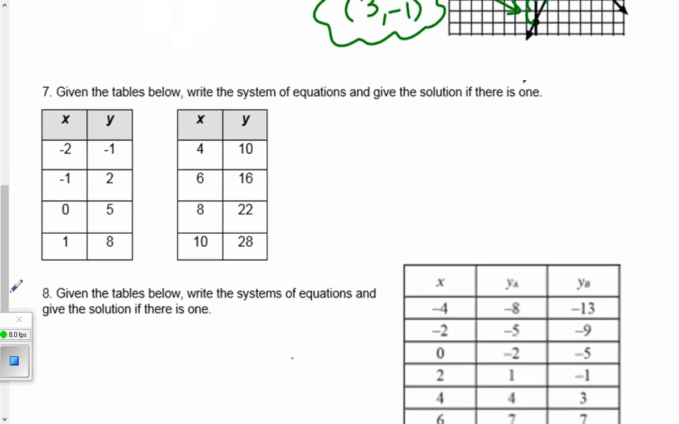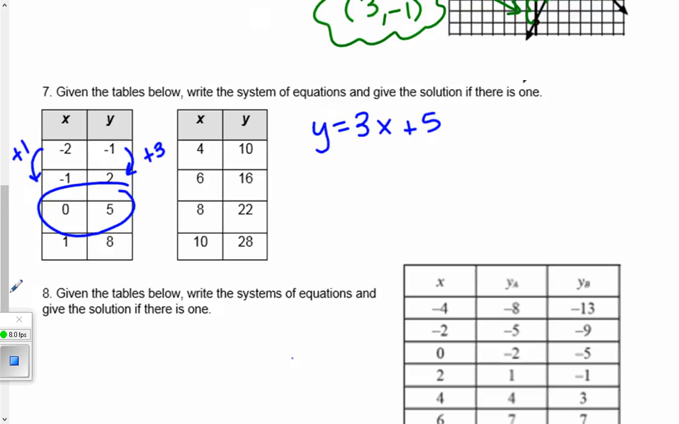The last thing is to do the same exact process, but from tables. And again, you've been doing this for the past few weeks. So we're going to write the system and then give the solution if there's one. Left-hand side table, that's +3, that's +1. So I know my slope is 3, y equals 3x. They gave me a y-intercept, which is very nice. So y equals 3x plus 5 is my first equation.